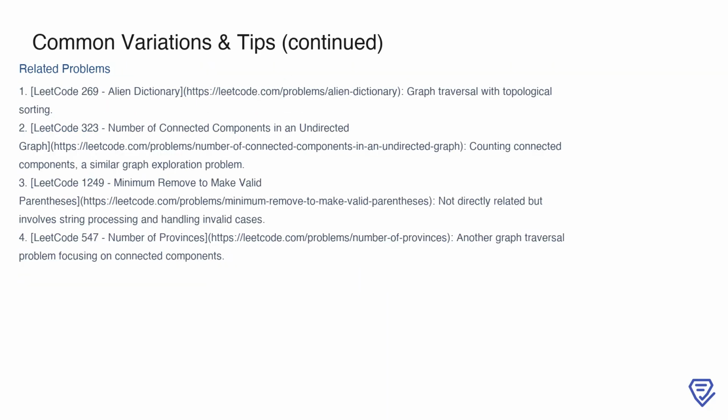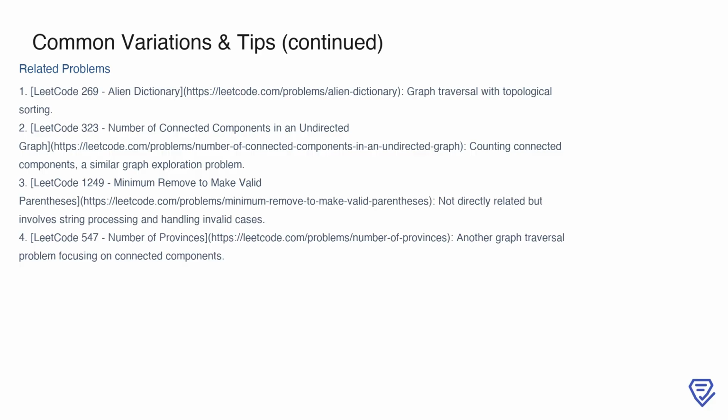Web crawling problems are closely related to other graph traversal challenges, and understanding these connections can help deepen your problem-solving skills. For instance, LeetCode 269, the alien dictionary problem, involves graph traversal with topological sorting, which is a useful concept to know when working with directed graphs.